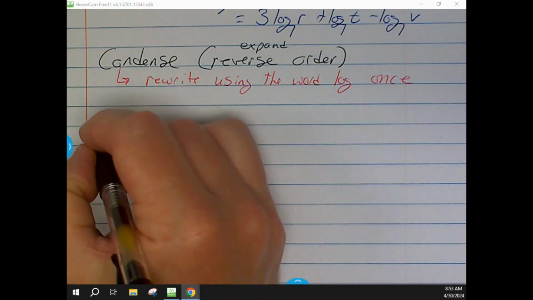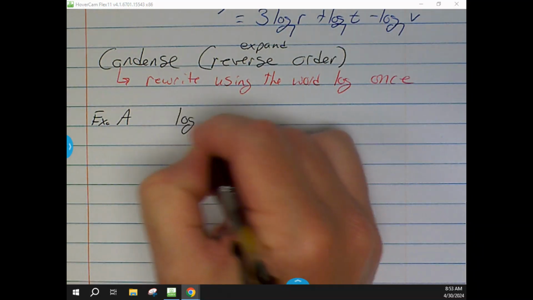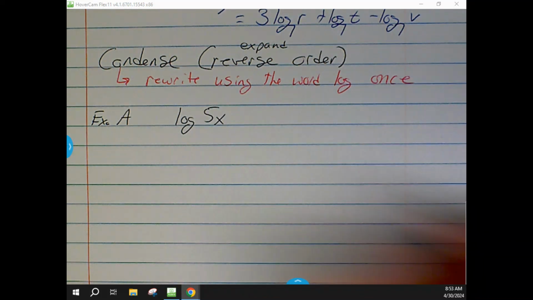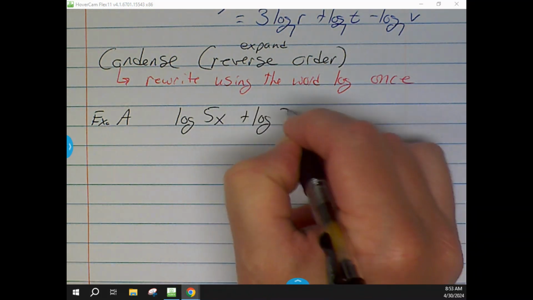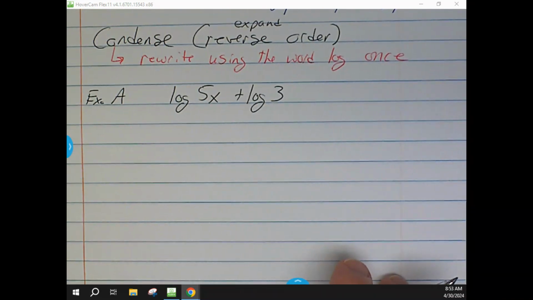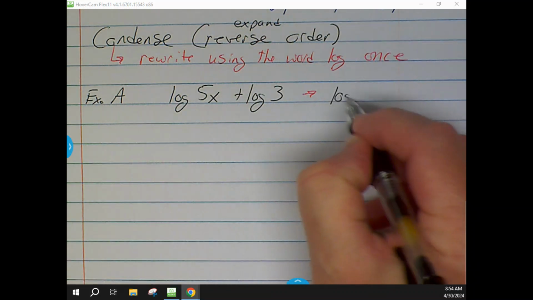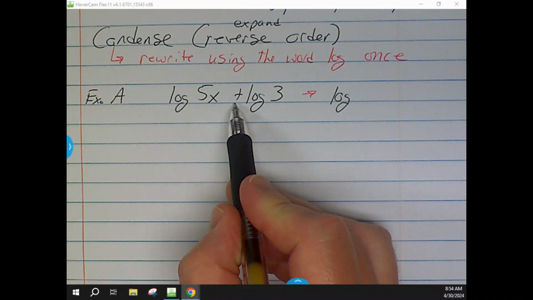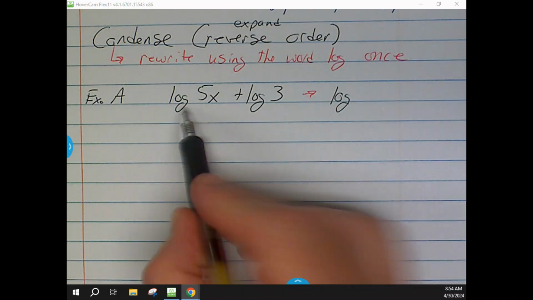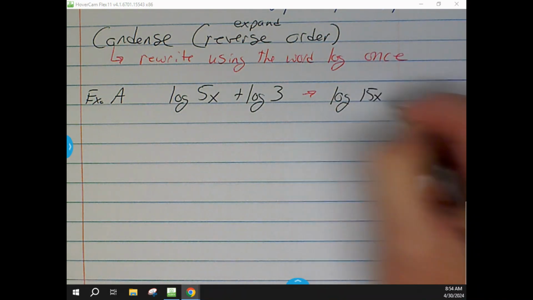All right, so here we go. Let's do log of 5x plus log of 3. Okay, so again, if you've got plus in the middle, that meant that these two things had to be multiplied together. So we're just going to do 5x times 3. Well, that's just 15x.